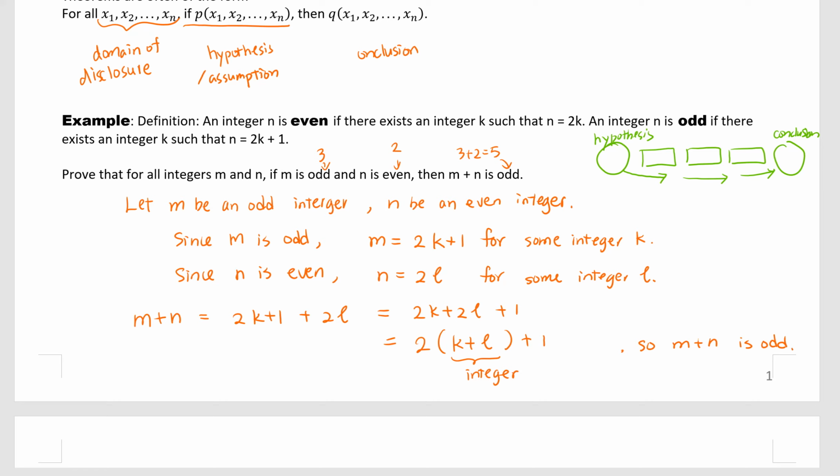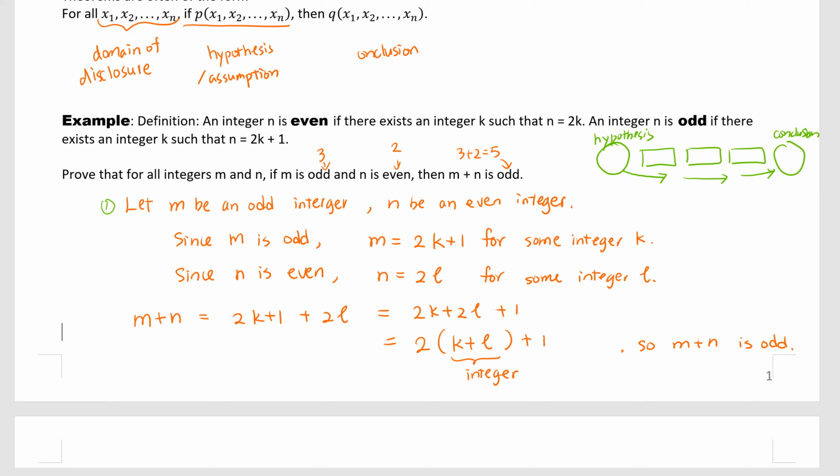Like in our example, we start with an odd integer and an even integer. That's why this is our first step. We define the odd integer m and the even integer n. And then we use the definitions of odd and even integers.